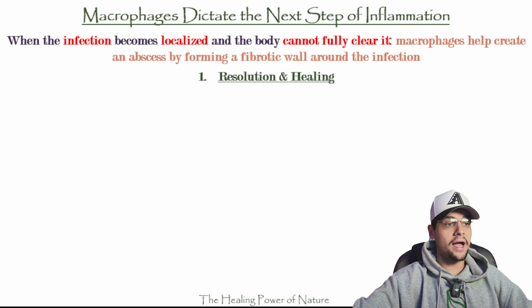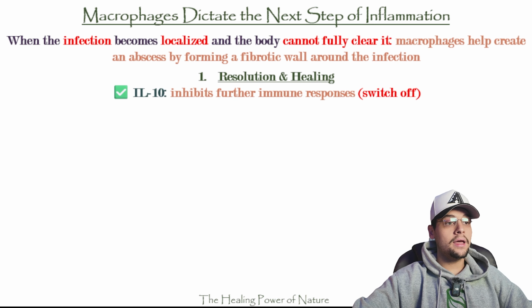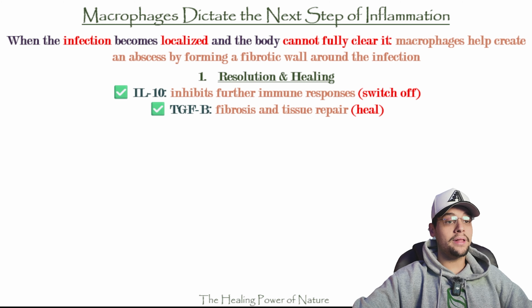So some key cytokines that you need to know: IL-10. This cytokine inhibits further immune responses, helping to resolve inflammation. It has strong anti-inflammatory properties. Next is TGF-β. This cytokine plays a key role in fibrosis and tissue repair. F for fibrosis. It helps stimulate collagen production and tissue healing.